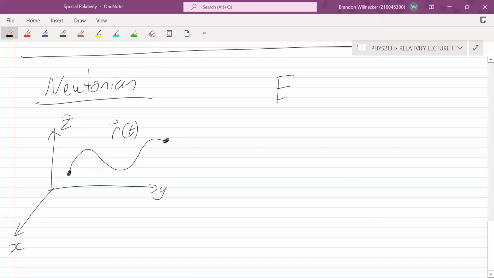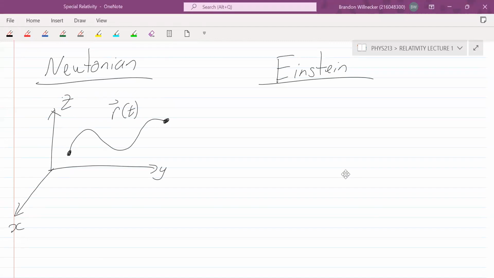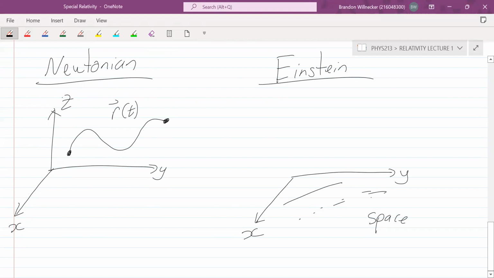However, in the Einstein picture, we combine this idea of space and time. Since there's 3 dimensions of space and 1 dimension of time, we get a 4-dimensional picture, which we can't draw. So I'm going to drop one of the space dimensions, and we're going to consider just x and y for space and t for time. So we end up with something like this. We have x and y for space. All of this is a slice of space, and we move up in time. So t now becomes a dimension rather than just a parameter.